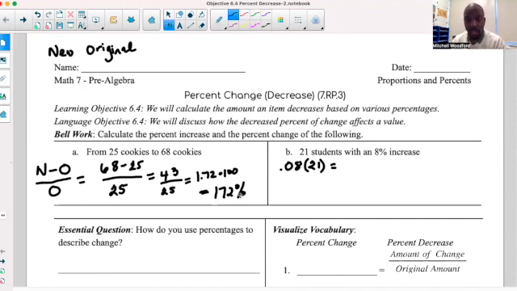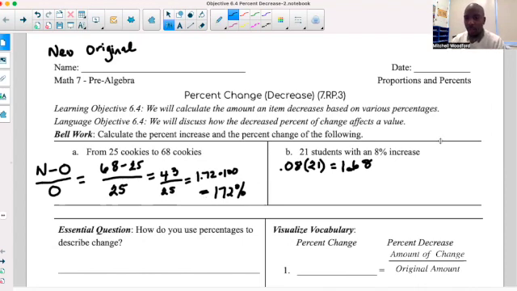That is not your answer, though. Don't stay there and think that that's going to be your answer. So in this case, 0.08 multiplied by 21 is going to be equal to 1.68. This is telling me that 8% of 21 is 1.68. That is not my answer.